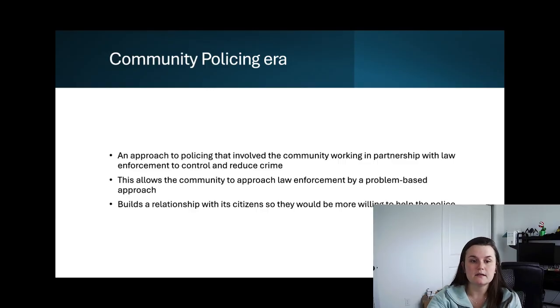Communities were policing pretty frequently. They partnered with law enforcement to reduce crime. This allowed them to approach law enforcement with a problem-based approach. They built relationships with their citizens so that they would be more willing to help the police.